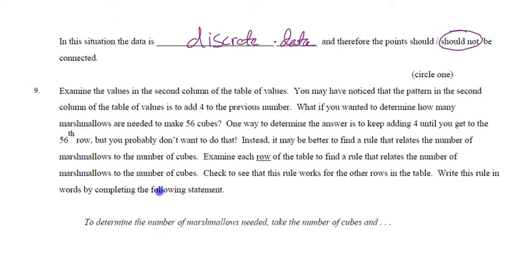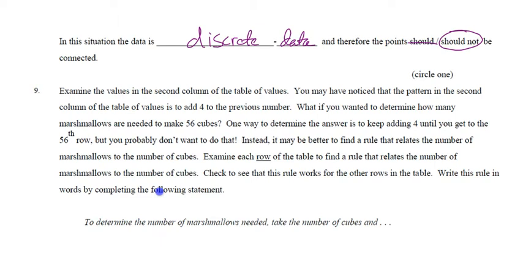Should not. And circle 1, I'm also going to cross 1 out, right? So we say, if it's discrete data, then it only makes sense to have whole numbers of cubes, right? You can have 1 cube, 2 cubes, 3, and so on. And therefore you only have whole numbers of marshmallows.